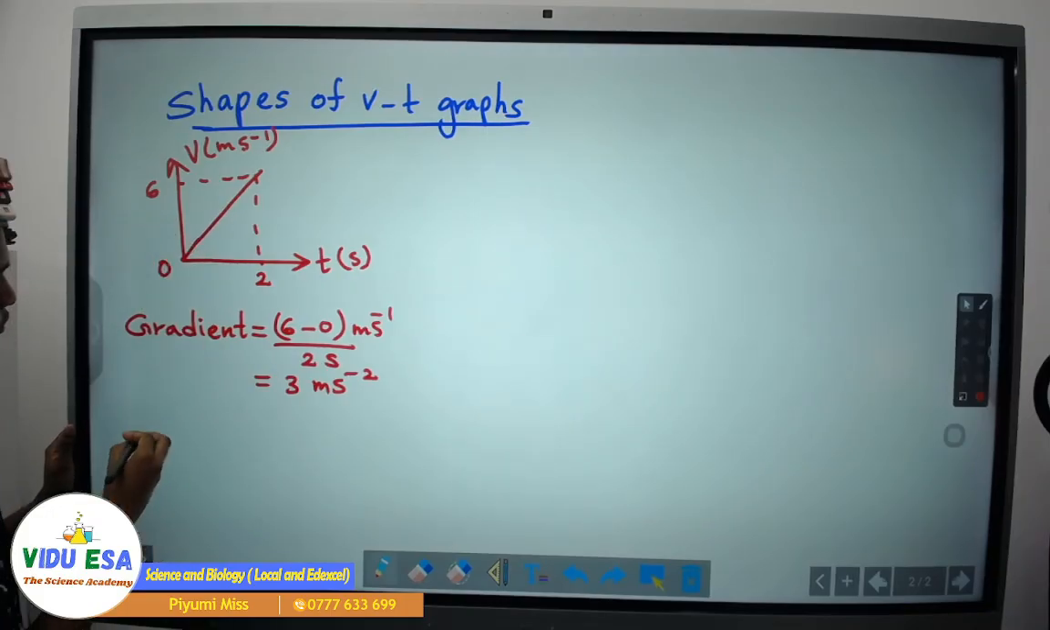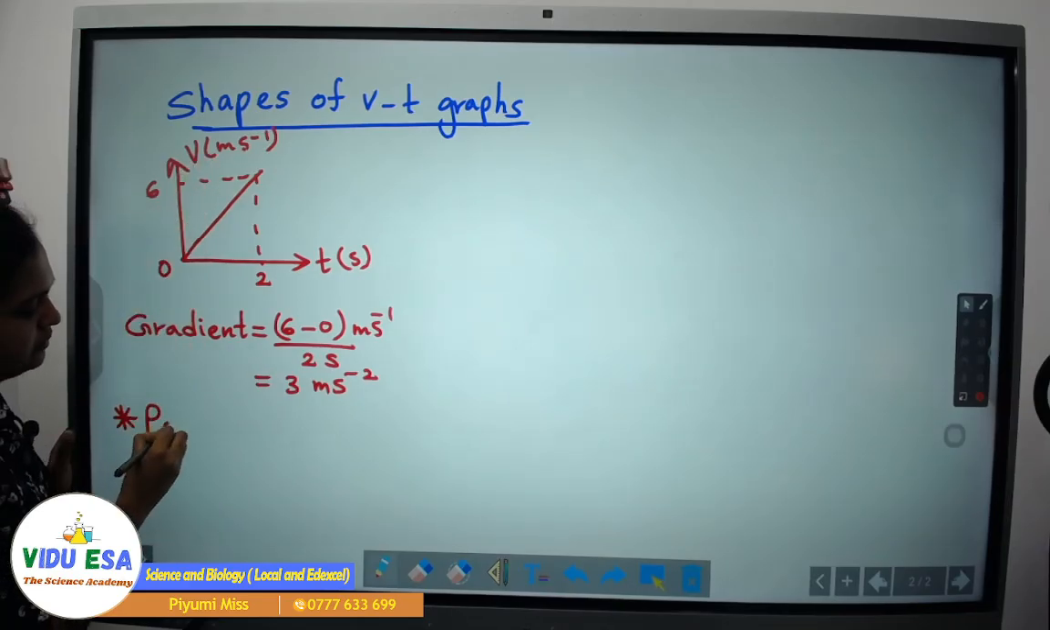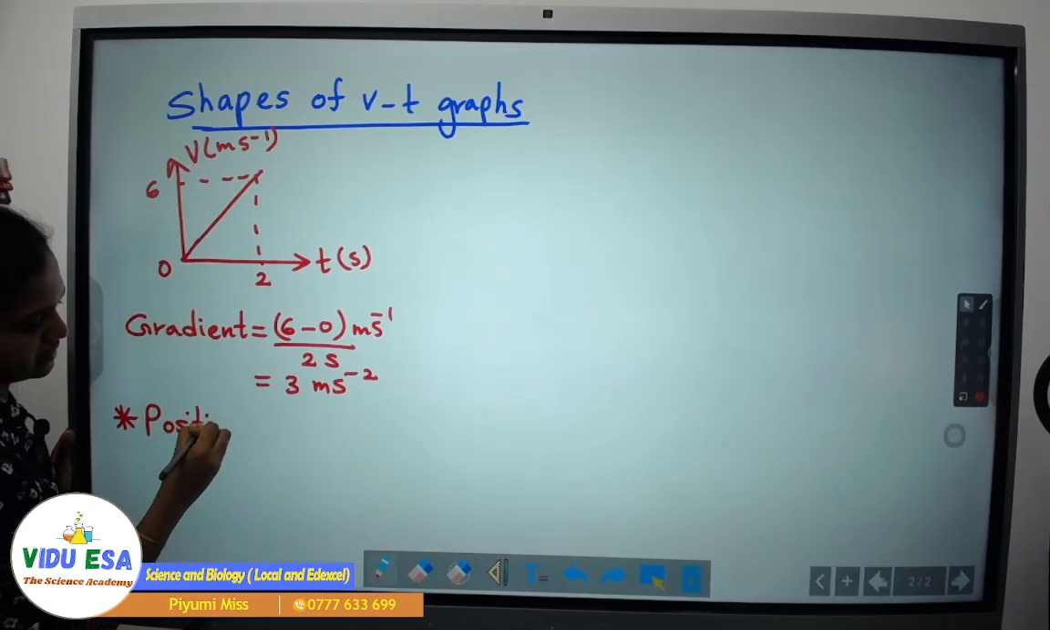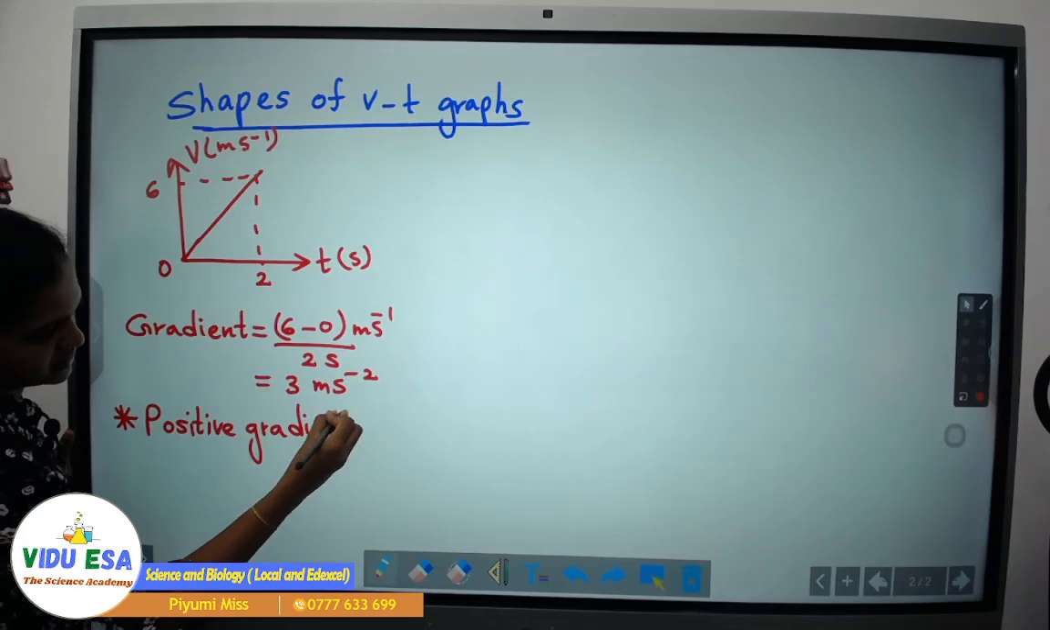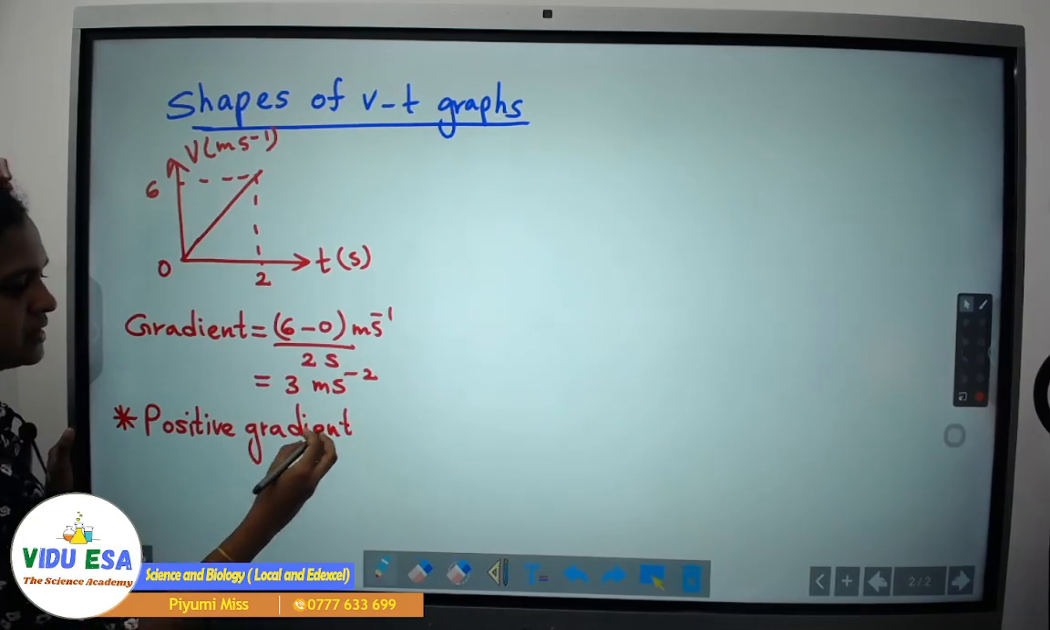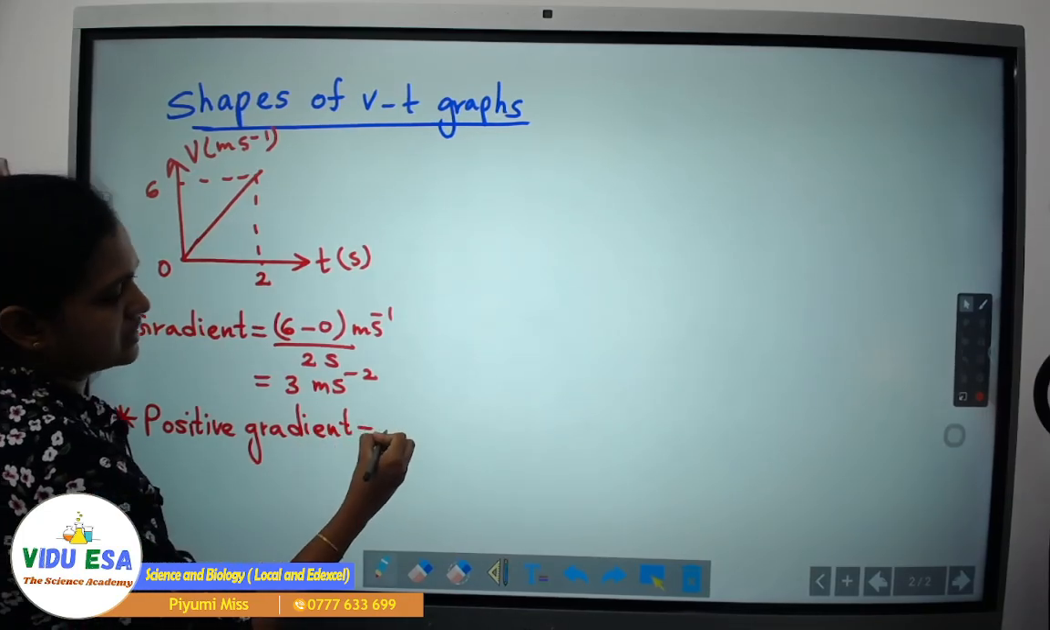So this type of a graph has a positive gradient. This shape gives a positive gradient, and the gradient gives the acceleration.